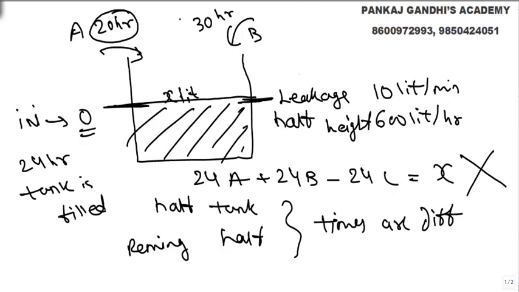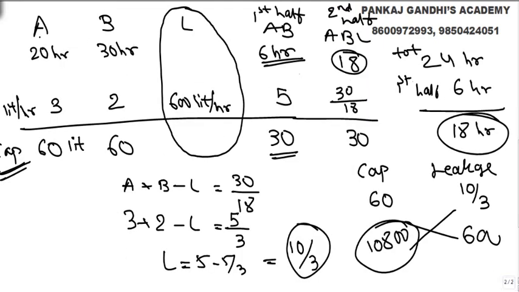In the question it is given that A alone can fill the full tank in 20 hours, B alone in 30 hours, and there is a leakage of 10 liters per minute, that is 600 liters per hour, at half of the height. So leakage will start emptying only when the tank is half filled. You cannot say all were working for 24 hours. The first half was without leakage. The next half has A filling, B filling and leakage emptying. So the first half takes different time, and the second half different time.